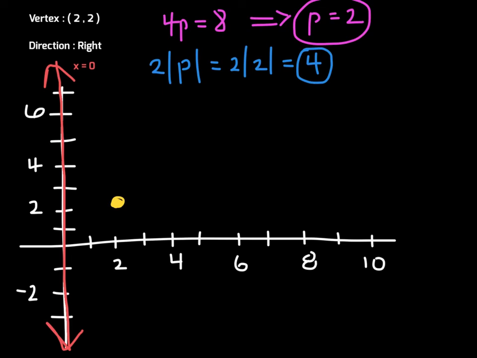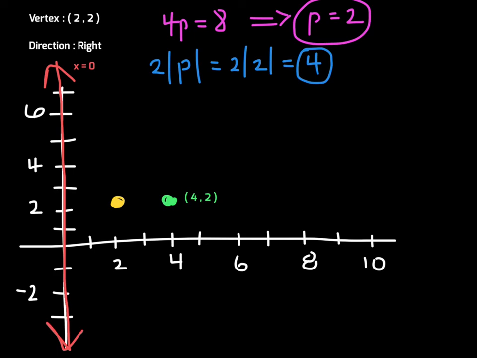Let's get our focus. Our focus is found by moving p number of units, which is 2 units, to the right of our vertex. So it'll be 4, 2. Okay, that 4, 2 is the ordered pair for our focus. Let me plot that for us, or give the coordinates for us. 4, 2. All right, cool. So what do we have? We have our vertex, we have our directrix, we have our focus.